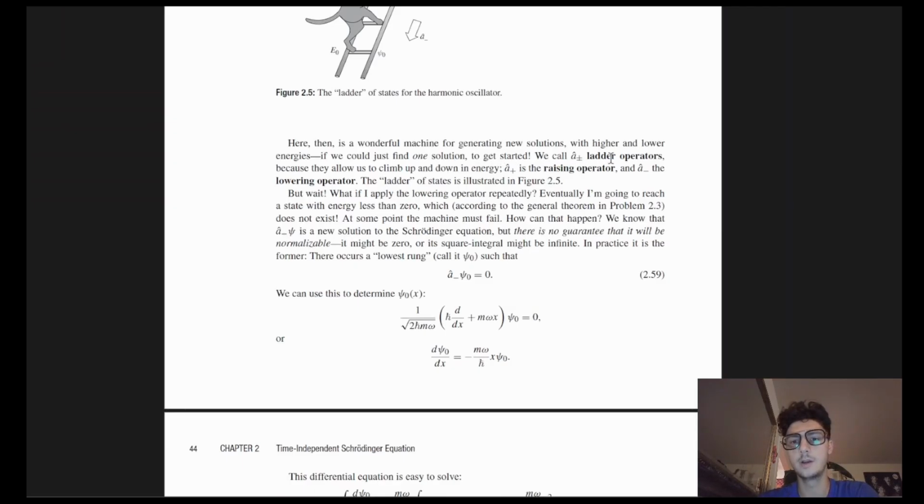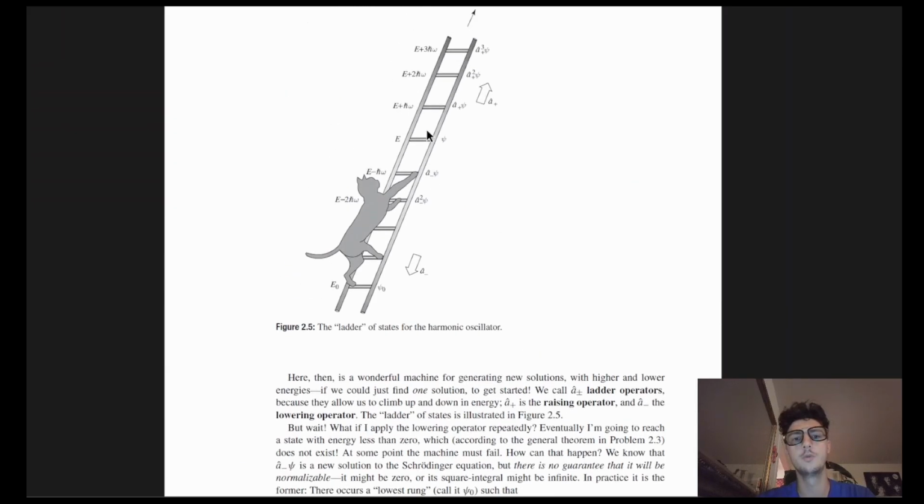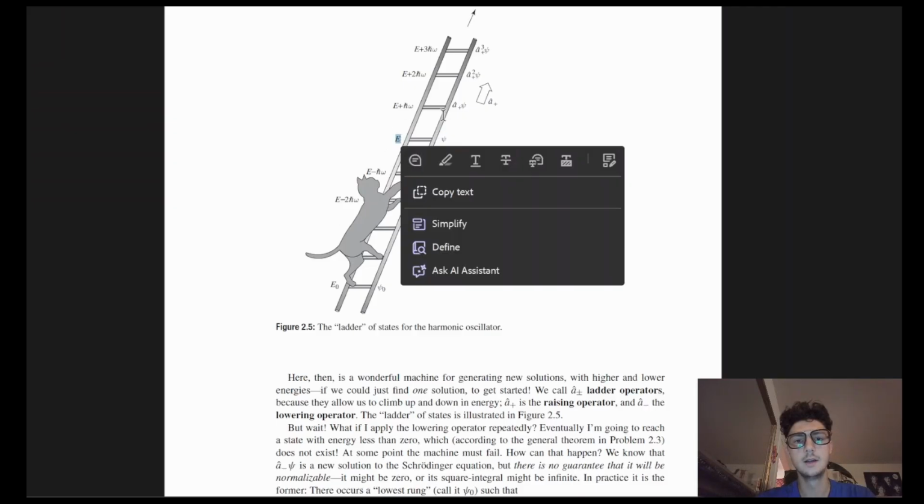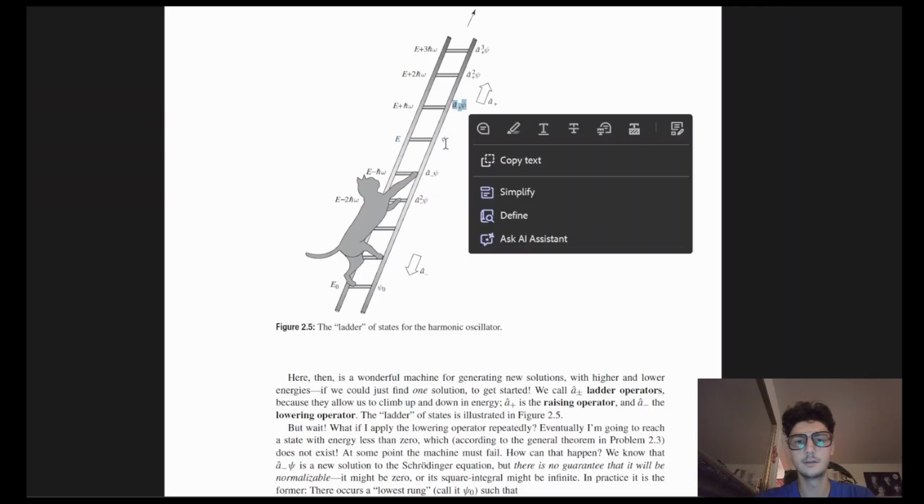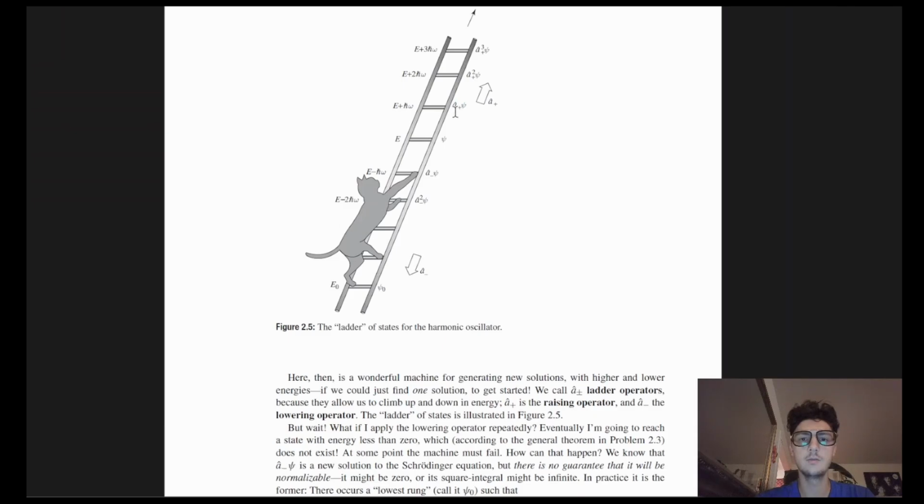We call A plus minus ladder operators because they allow us to climb up and down in energy. A plus is the raising operator and A minus the lowering operator. The ladder of states is illustrated in figure 2.5. Here's figure 2.5. State psi has energy E. The one higher state, when you raise it by 1, has energy E plus H bar omega. So this is the quantization of energy. Energies are only available in discrete packets, which are H bar omega units away from each other.